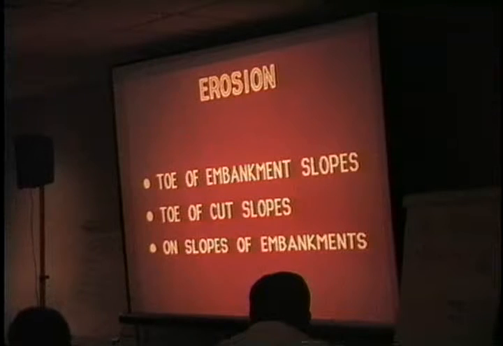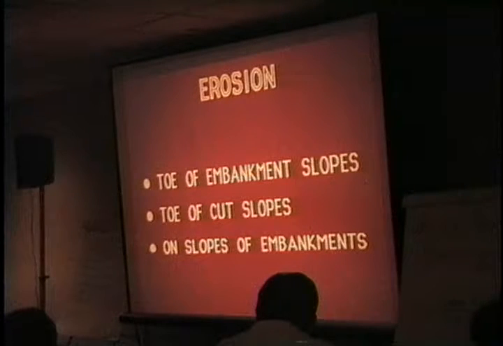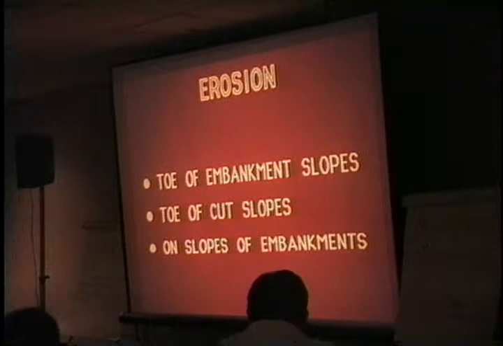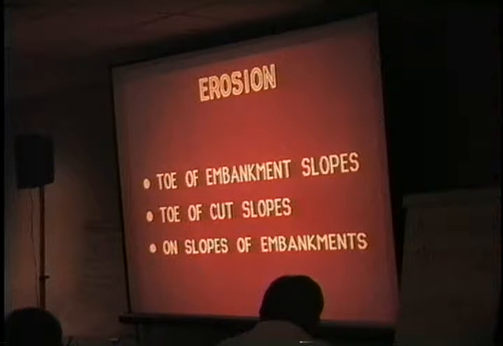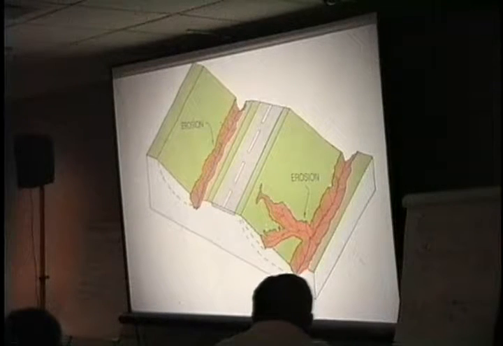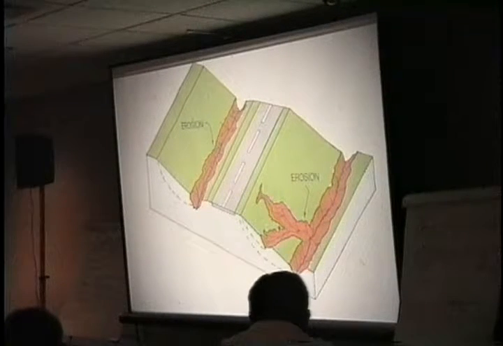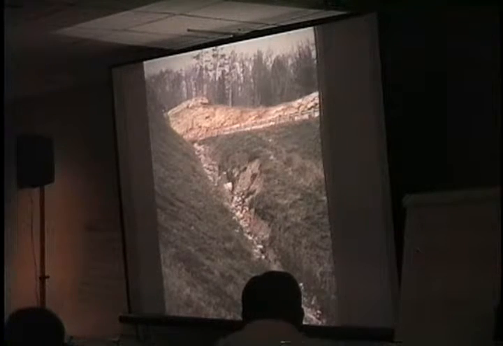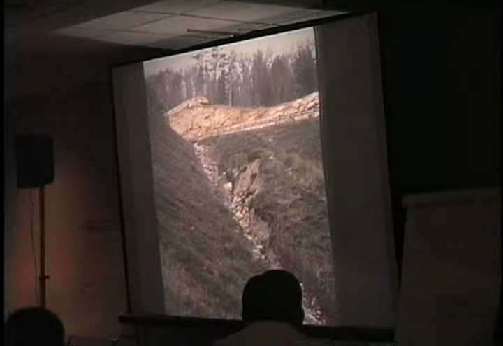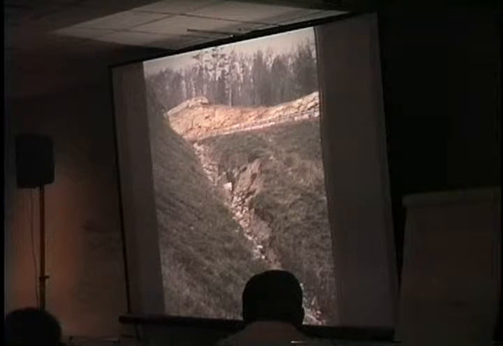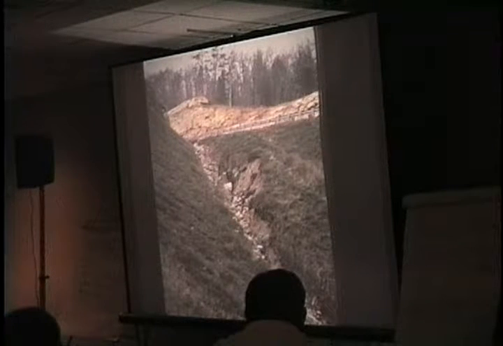Erosion at the toe of the embankment, toe of a cut slope, or on embankment slopes. Gene Geiger gave us a list of the four most common problems in Ohio, and he said toe erosion was one of the biggies. So make sure you pay attention to features that would mitigate the erosion. You're going to need weight and filtration. The best thing is a filter fabric and riprap.